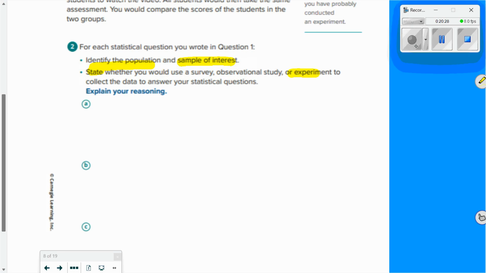All right, the first question was how many students eat lunch each day? What is our population? The entire school. The students at KMS, yes? Yes.